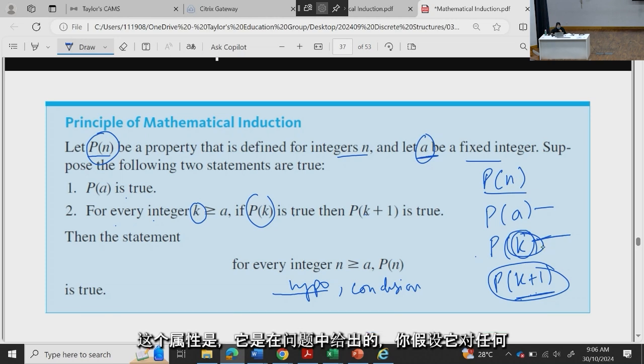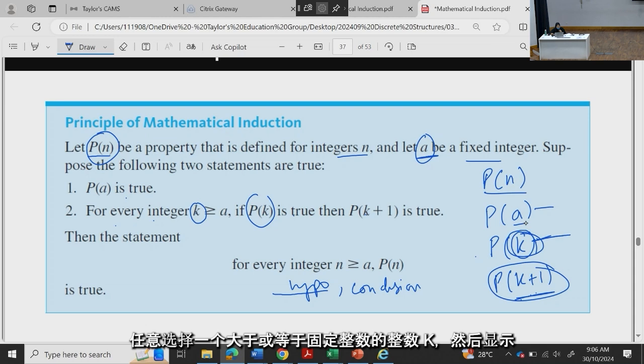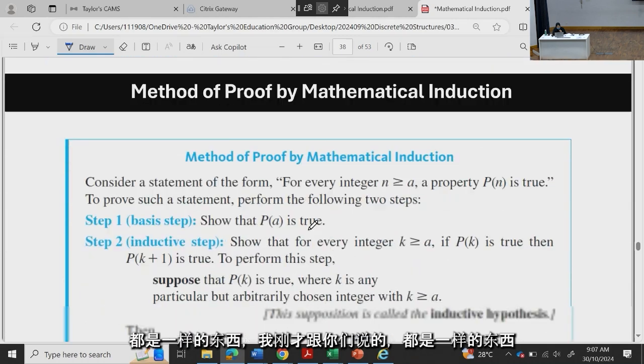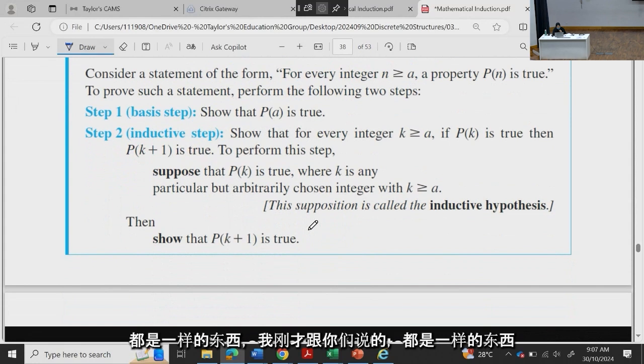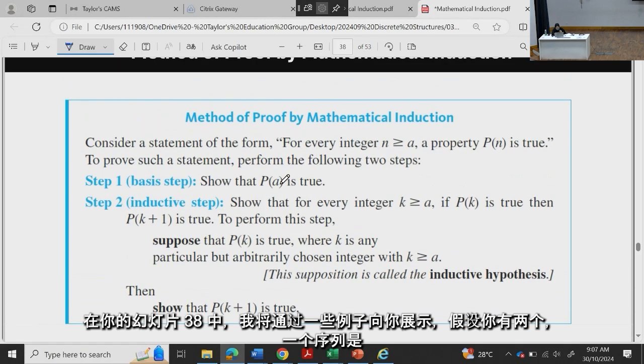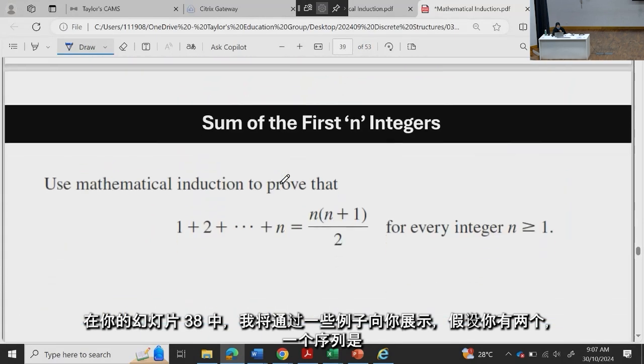You assume that it is true for any arbitrarily chosen integer k which is greater than or equal to the fixed integer, and then you show the proof for the next one, k plus 1. Okay, let's look at how to actually implement it. It's the same thing, whatever I have told you just now, it's the same thing which is mentioned in your slide 38. I will show you through some example.